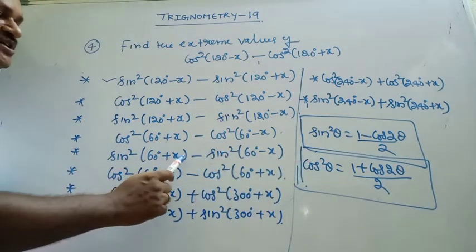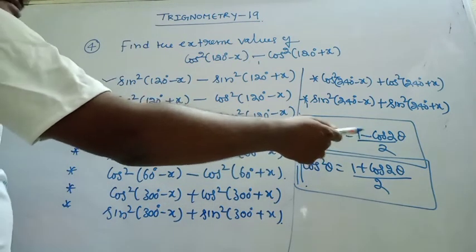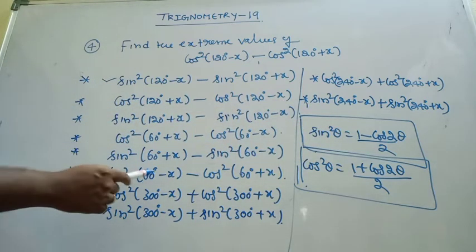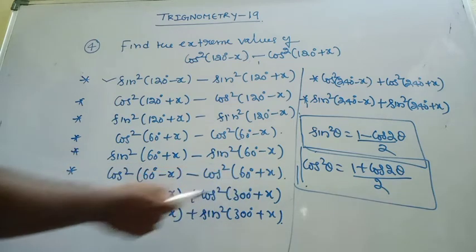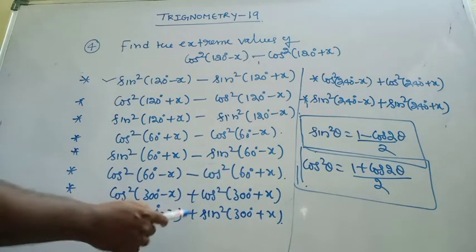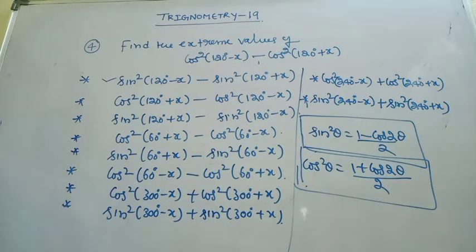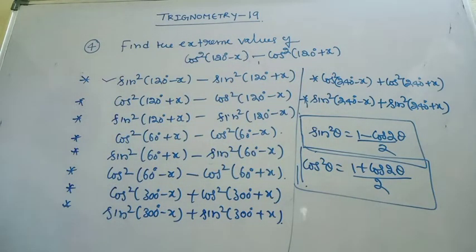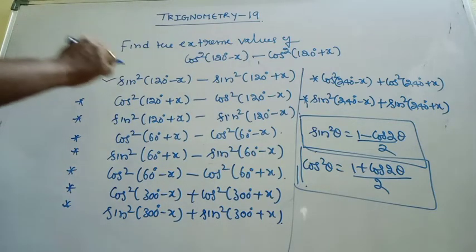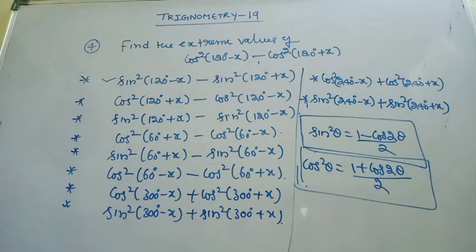Similarly, sine square 60 degrees plus x minus sine square 60 degrees minus x, by taking the sine square theta formula, we will solve. Similarly, cos square 60 minus x minus cos square 60 plus x; cos square 300 minus x plus cos square 300 plus x; sin square 300 minus x plus sin square 300 plus x; cos square 240 degrees minus x plus cos square 240 degrees plus x using this formula; and sin square 240 degrees minus x plus sin square 240 degrees plus x. Still you have plenty of problems, and whatever problem approaches in this model, you will do like the fourth problem. This is very important.